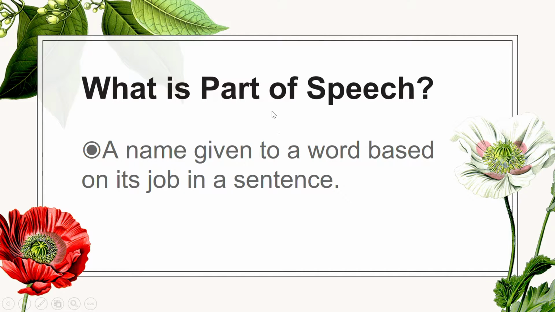So what is part of speech? Part of speech is a name given to a word based on its job in a sentence. So if you have a word, for example here, name, I can know that this is actually a noun. What's magic about language is that if you know the structure of the language, you are able to guess what kind of job it serves in the sentence. I know it's a little bit of a weird definition, but we're going to talk about it later with some examples, and I hope you can understand better.